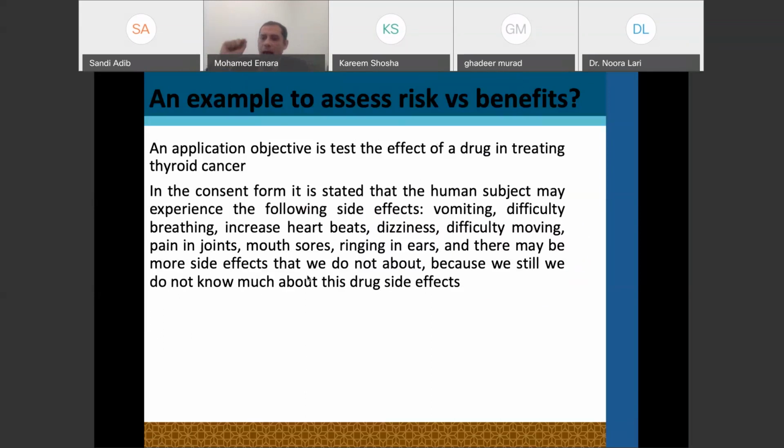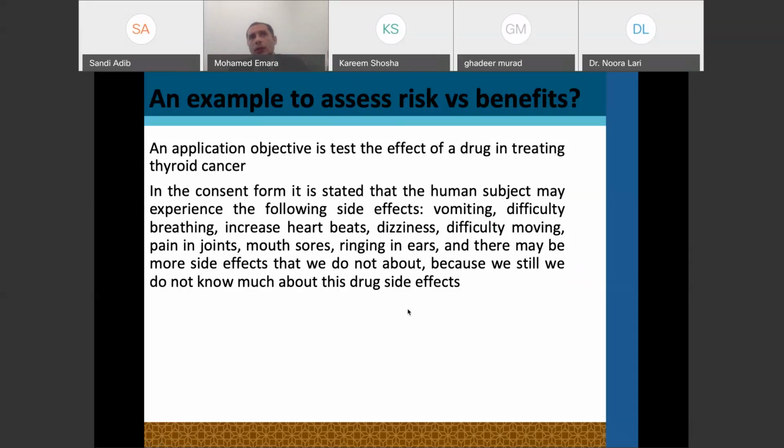In the consent form, the applicant must state what he is expecting as side effects from this drug. As you read here from this consent form, it is stated that the human subject may experience the following side effects: vomiting, difficulty breathing, increased heartbeats, dizziness, difficulty moving, pain in joints, mouth sores, ringing in ears, and there may be more side effects that we do not know about this drug because we don't know how many side effects it has. All this is written to the human subject when he's signing this consent form, which I'm going to explain later.